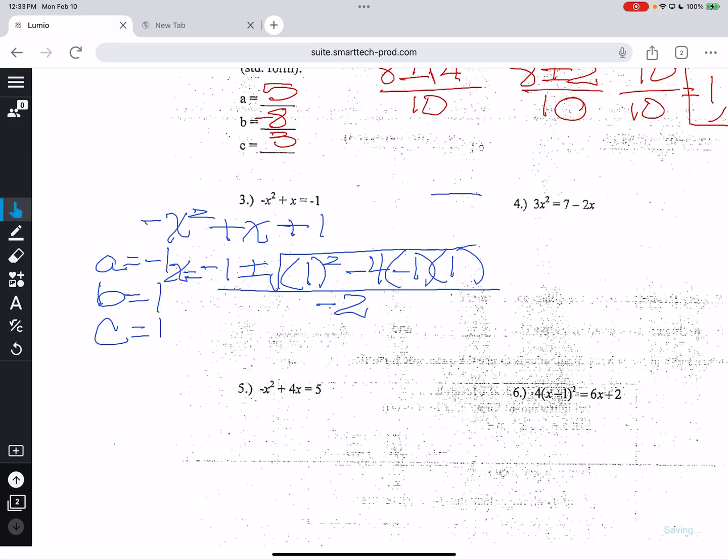To save space, I usually work my radical up above the radical itself, and I just leave it under the radical. What's 1 squared? 1. Then negative 4 times negative 1 gives us 4. And what's 4 times 1? 4. Plus 4. 1 plus 4. And what's 1 plus 4? So what we have as the radical is radical 5.